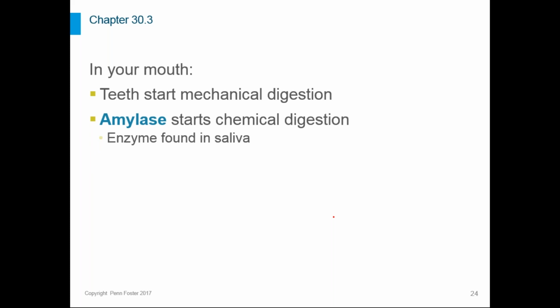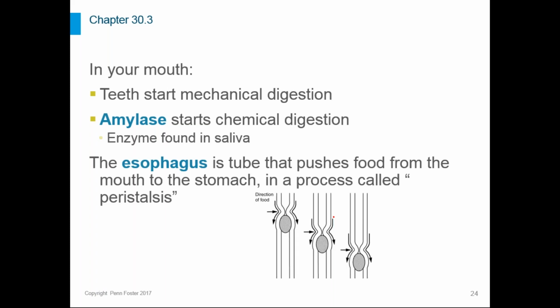So in your mouth, your teeth start what's called mechanical digestion, physically breaking apart the large pieces of food. But this is also where chemical digestion starts. Saliva contains an enzyme called amylase, which begins chemical reactions that break up food. The esophagus is a tube that pushes food from the mouth to the stomach with involuntary muscles. This process of squeezing the muscles to push down the food is called peristalsis.